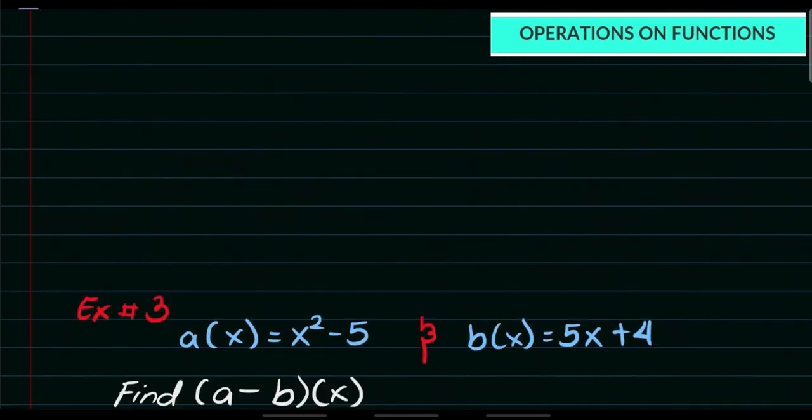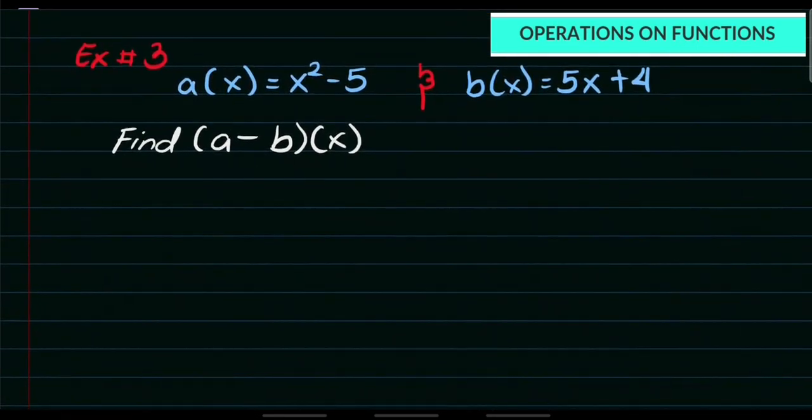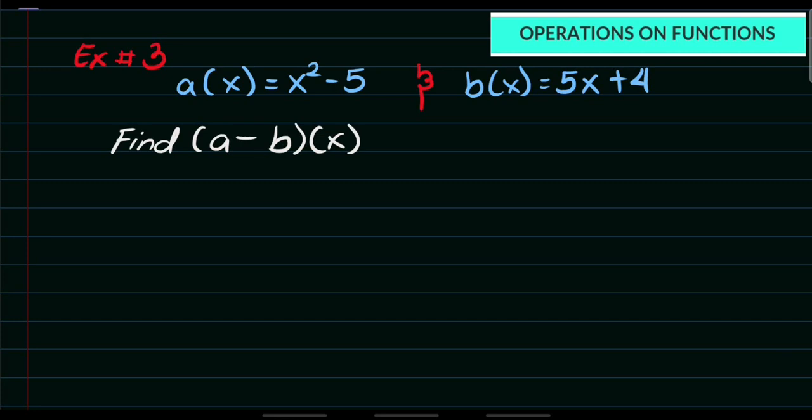Now, let's proceed to subtraction. For example, number 3. So let's say we have a of x is equals to x squared minus 5, okay, minus, so subtract natin siya sa second function natin, which is b of x is equals to 5x plus 4.